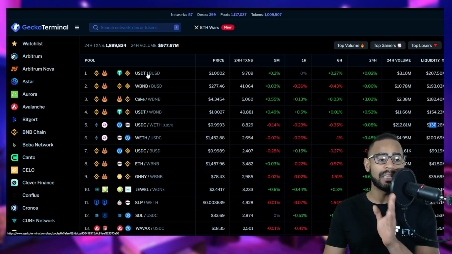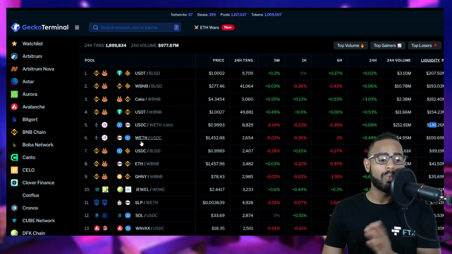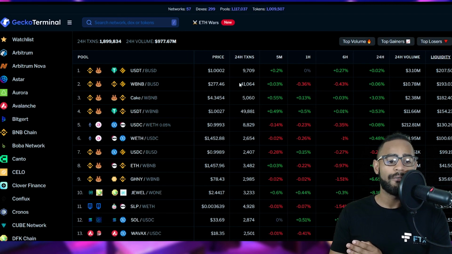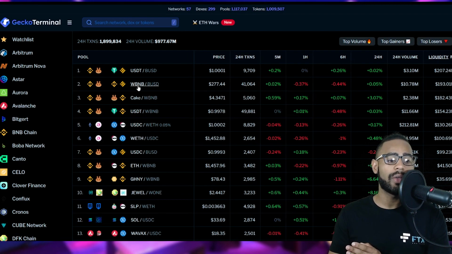So this is USDT and BUSD. This is Cake and wrapped BNB, wrapped ETH and USDC. And then of course you can see all the different transactions. 41,000 transactions on the wrapped BNB and BUSD pool in the last day. And then of course you can see the volume and you can see the 24-hour as well.